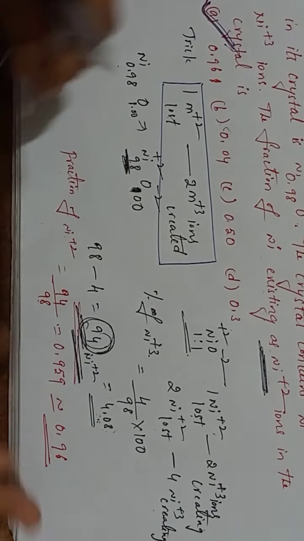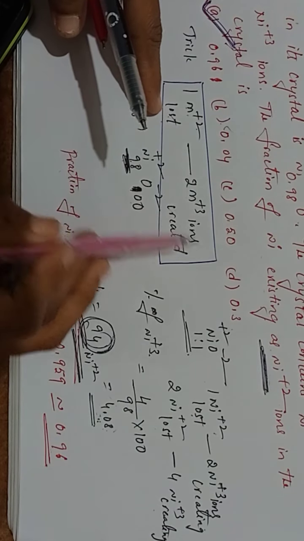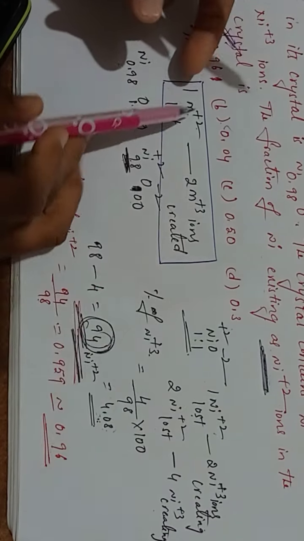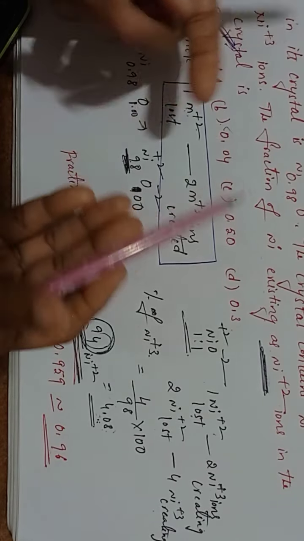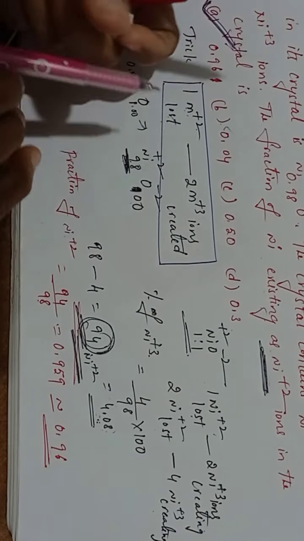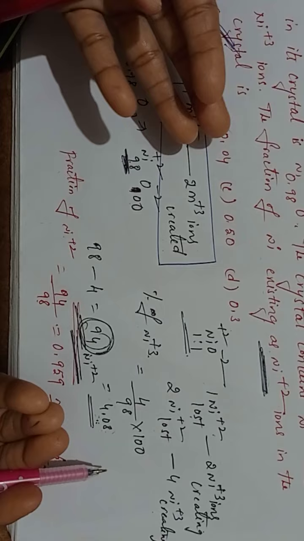Clear, students? Just remember this one trick. 1 M+2 ion lost, 2 M+3 ions created. Enough. In the place of metal, it may be iron, it may be nickel. You can take any based on the problem. Clear, students? Just remember this trick. You can easily solve this type of problems.